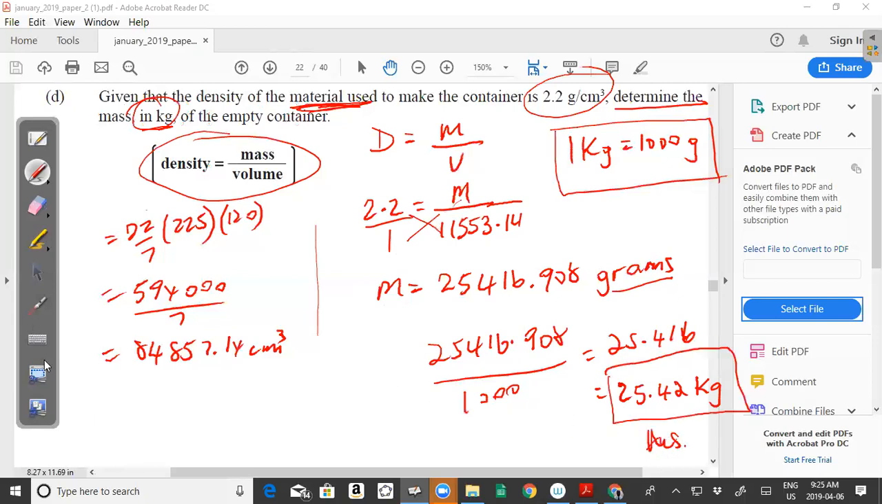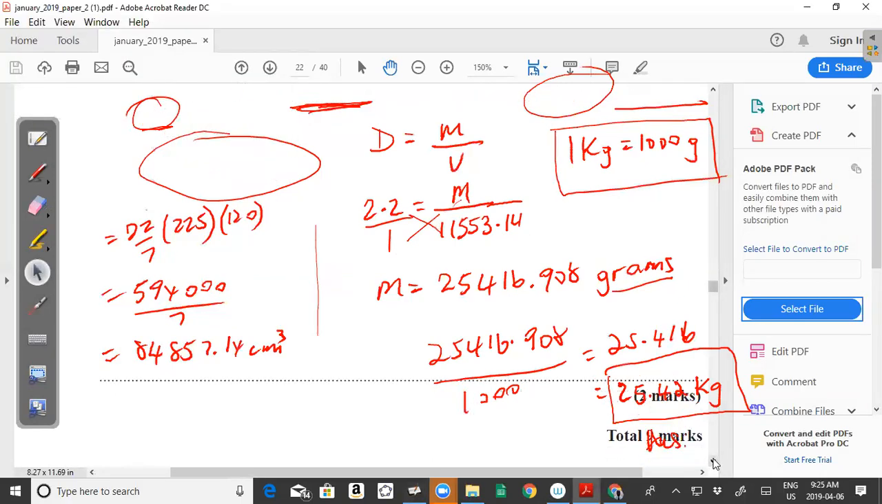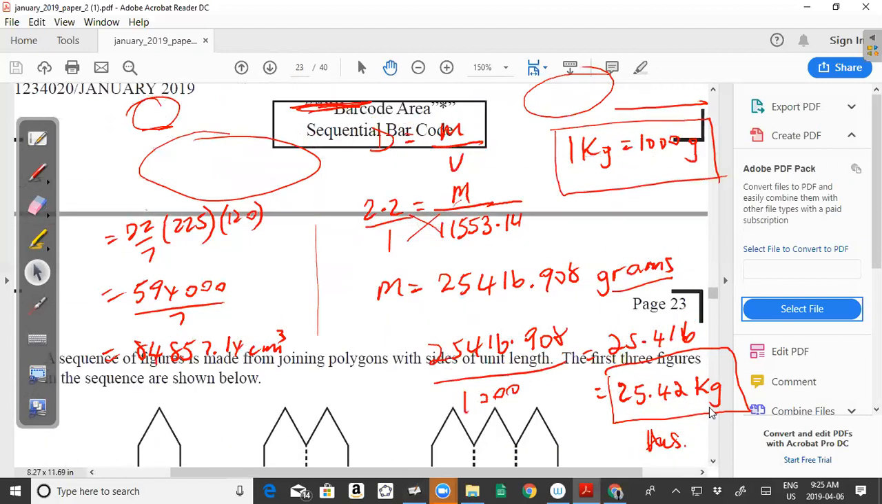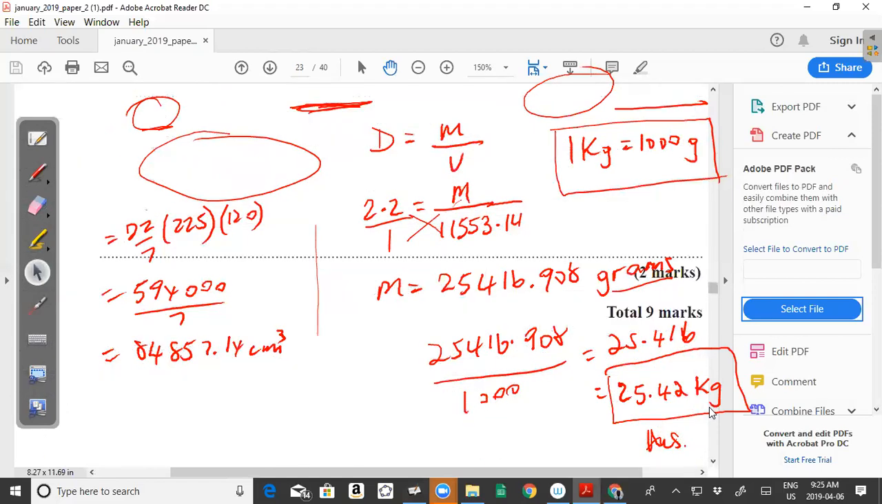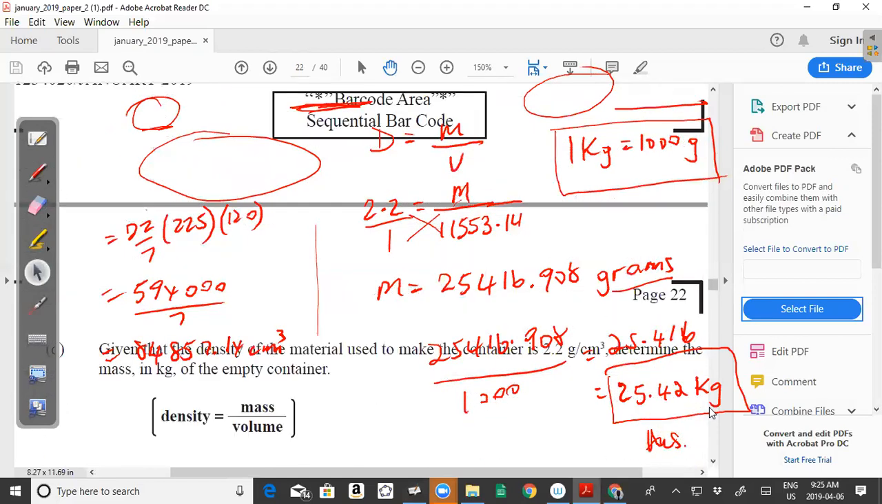Okay. Is that it for question number six? That's 2 marks for that question there, Part D. All right, 9 marks in total. So that's it for question number six. We'll continue with this past paper, moving on to question number seven and so forth.